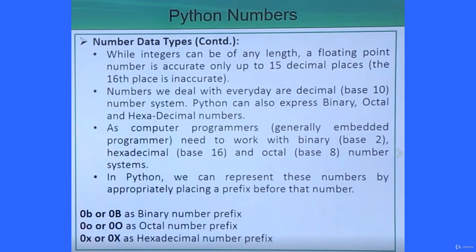In Python, we can represent these numbers by placing an appropriate prefix before the number. Now, what are the prefixes? We write 0b or 0B as the binary number prefix, 0o or 0O as the octal number prefix, and 0x or 0X as the hexadecimal number prefix. So these are the prefixes we have to represent the respective number.